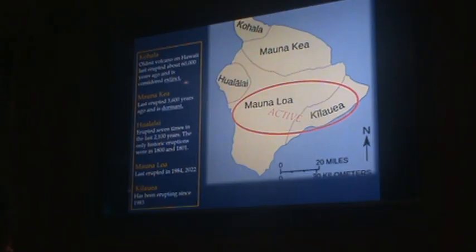Kohala up here at the very north is the oldest volcano, and that has not erupted for a long time. That's considered extinct. And Mauna Kea, this is the one that's got the telescopes on top of it. This one is dormant, and then these 2 right here are active. And you could say Hualalai is also dormant.